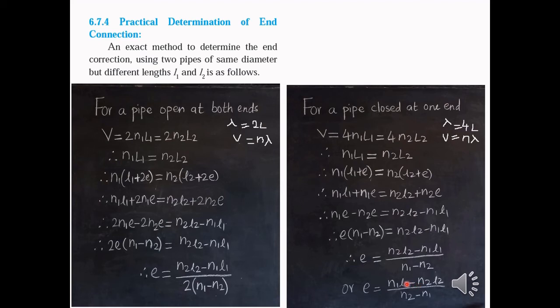Now, if you observe these two end corrections carefully, the end correction in case of a pipe open at both ends is E is equal to N2 L2 minus N1 L1 divided by 2 into N1 minus N2, and here the end correction is N2 L2 minus N1 L1 divided by N1 minus N2. This is the difference between these two.